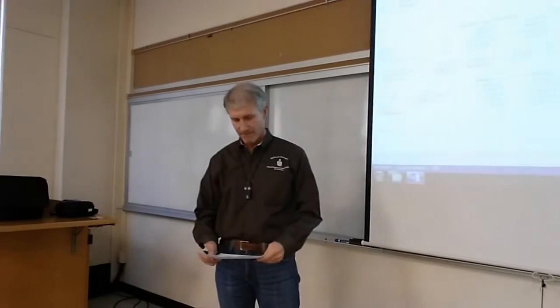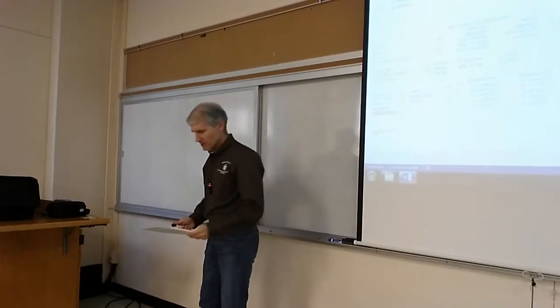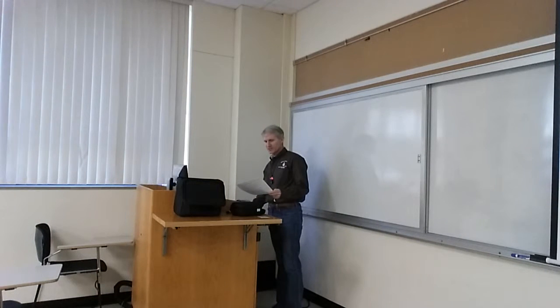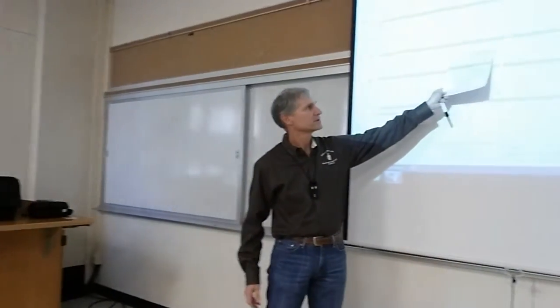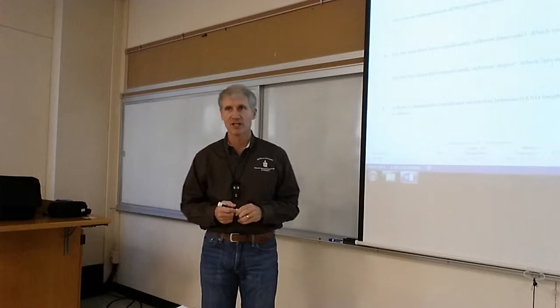Go over D and E. D says, do the two lines have significantly different intercepts, and which line of the output is giving you that? So different intercepts. What tells us whether they have different intercepts? Hand by gender? And the third one, just gender. I've heard all answers. It's just gender, right? So gender is the difference in the intercepts.